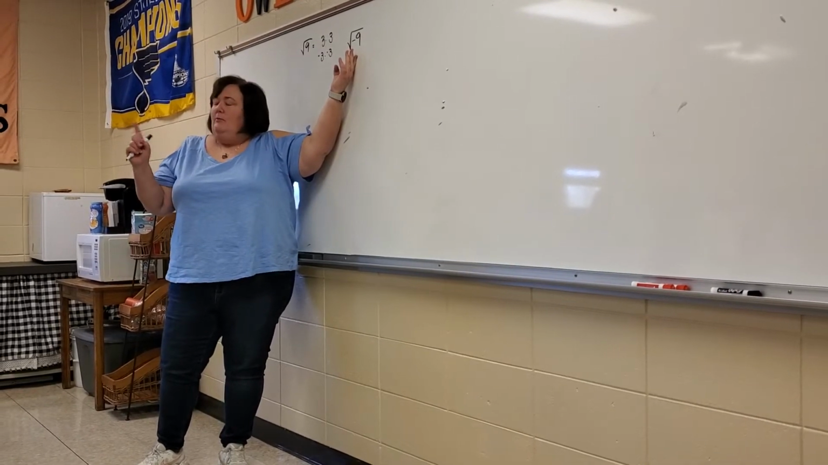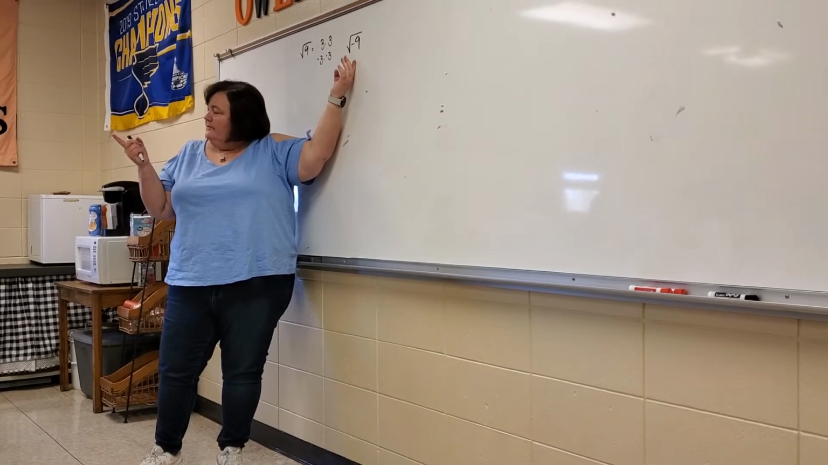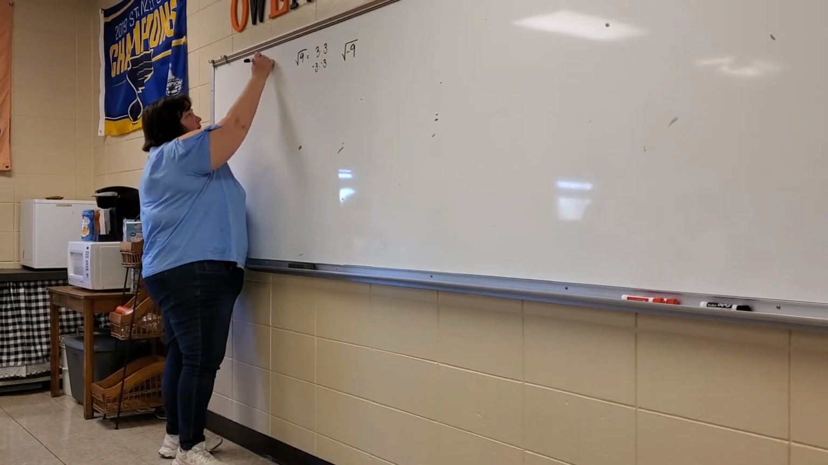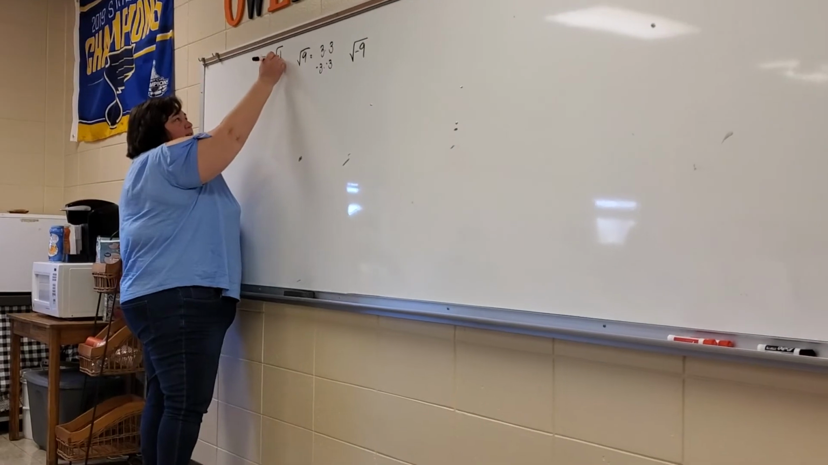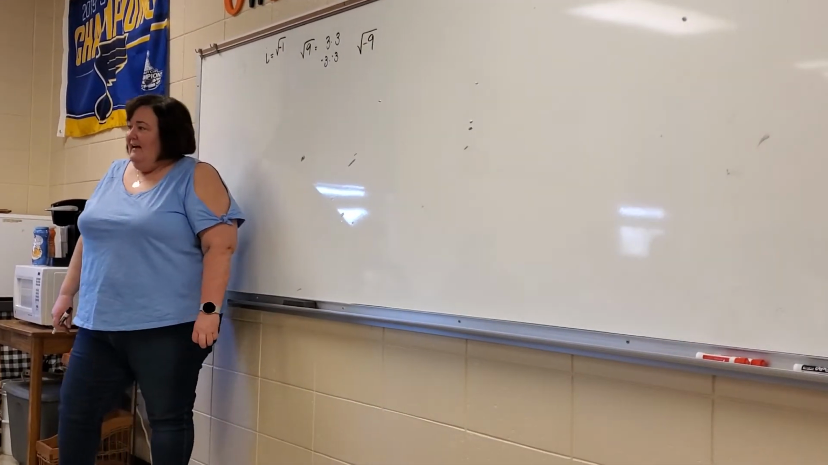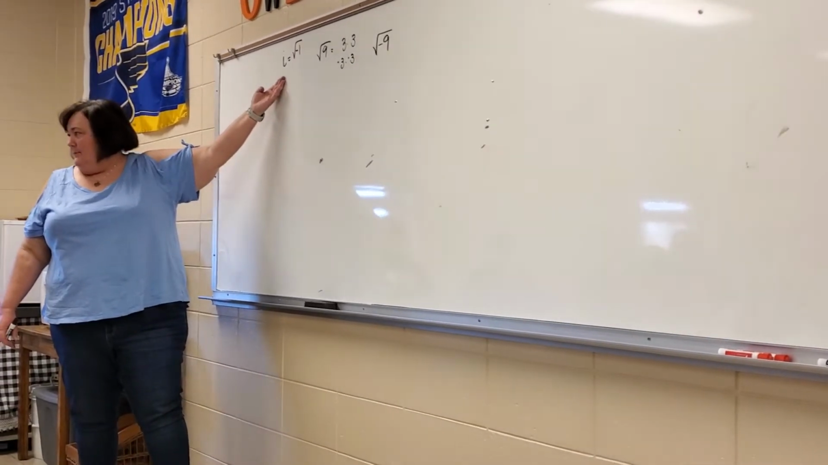Except somebody, somewhere, someday said, you know what? I think we should do this. And this is what they did. They made a new little symbol, and that equals the square root of a negative 1. That's an imaginary number, also known as a complex number.